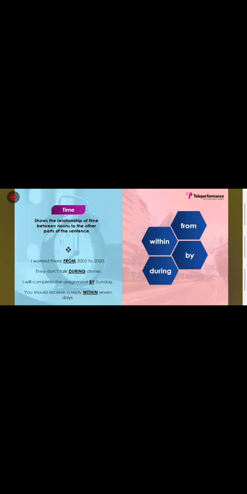Okay, about prepositions of time. It shows the relationship of time between nouns to the other parts of the sentence. So we are going to focus on the following prepositions only: from, within, by, and during. Alright, it's during, not conjuring, okay? Because it has almost the same pronunciation in the last two syllables. Thank you very much, Isai.